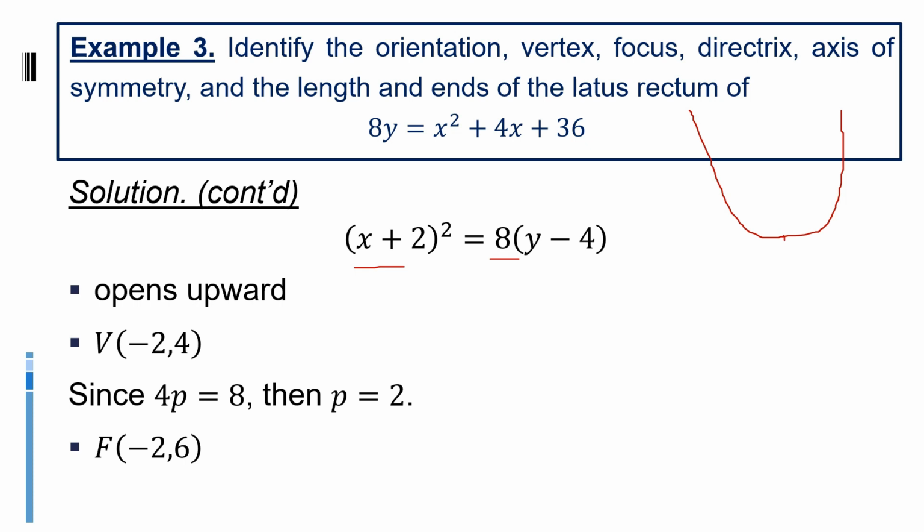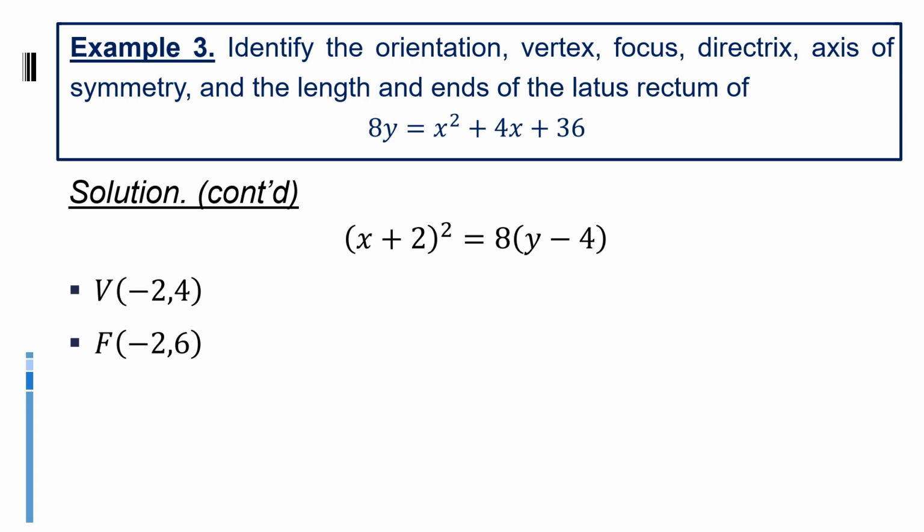Okay? Opens upward kasi yan. So alam natin kung ito yung vertex, yung focus natin andito. So magdadagdag tayo sa y kasi nga y yung mag-change. So 4 plus 2 kaya naging 6. For the directrix naman, magma-minus tayo ng 2. Kaya we have y equals 2. Again, ang directrix natin dito ay y kasi nga horizontal yung ating line. And with that, we know that the axis of symmetry is at x equals negative 2.